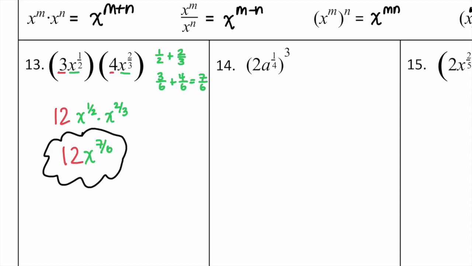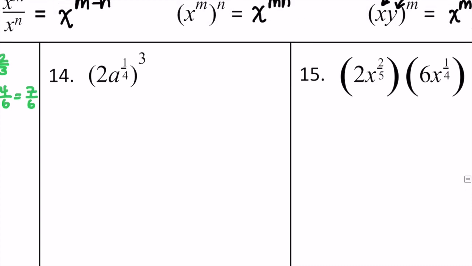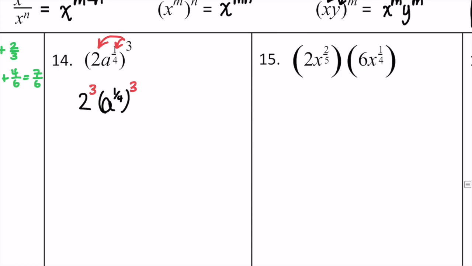All right, for number 14, I have some things in parentheses raised to a power. I need to distribute that power to both different factors. So I have 2 being raised to the 3rd power, and I have a to the 1/4 power being raised to the 3rd power as well. And so 2 to the 3rd power is 8. I'm multiplying these things together: 1/4 times 3/1 gives me 3/4. So that's a to the 3/4 power.